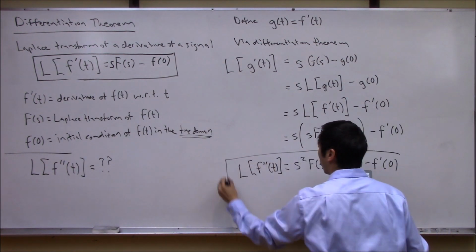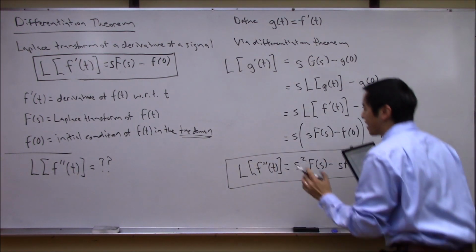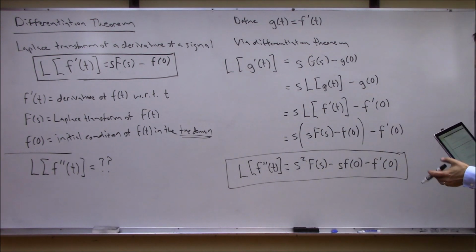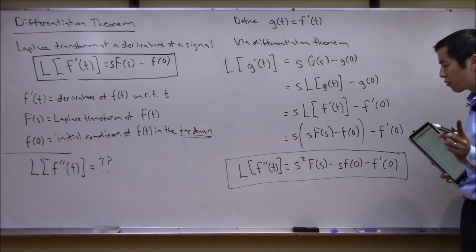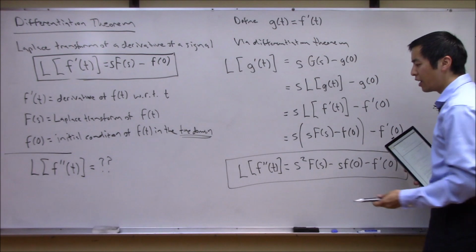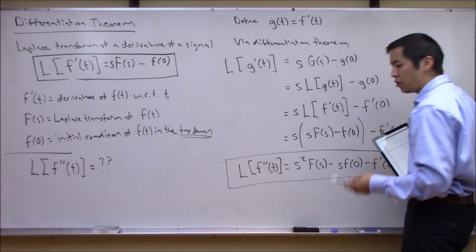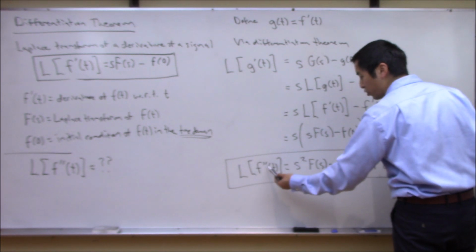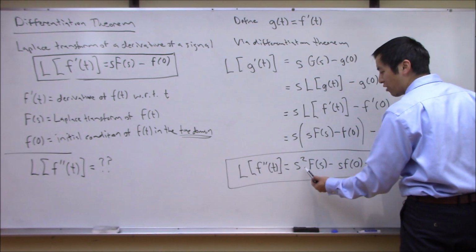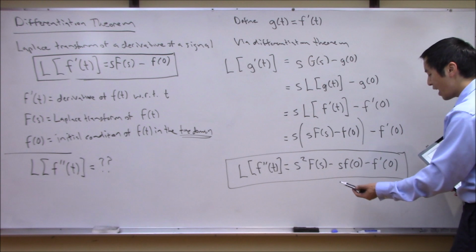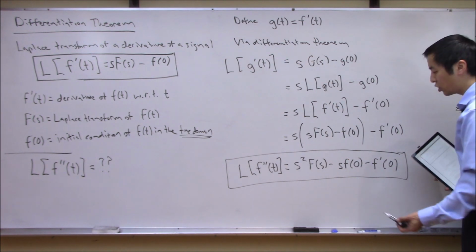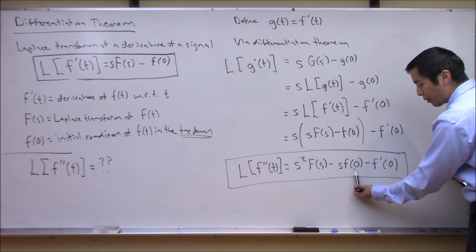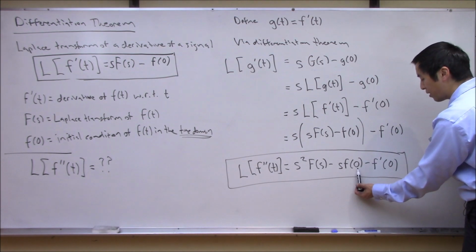So here you go. So here is the second derivative of f via the differentiation theorem. And again, remember, we talked about burning this into your head. Anytime you see a derivative in the time domain, you should think s in the Laplace domain. So I see two derivatives in the time domain, so I see an s squared in the Laplace domain. And then you have to take into account initial conditions. So this is now, again, we talked about what f0 was. It's the initial position of the block.